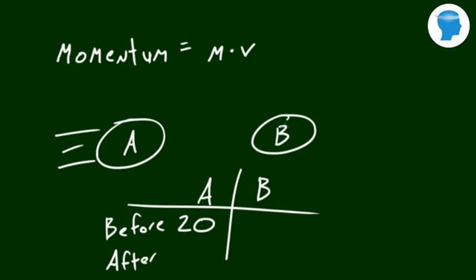Now, ball B has a momentum of 0. How do we know that? Well, ball B isn't moving at all. It's still in one place right now. Like I said in the last video, whenever an object has a velocity of 0, it doesn't matter what the mass is, because whatever you times by 0, the momentum must be 0 as well. So, ball A has momentum of 20 before the crash, and ball B has a momentum of 0.